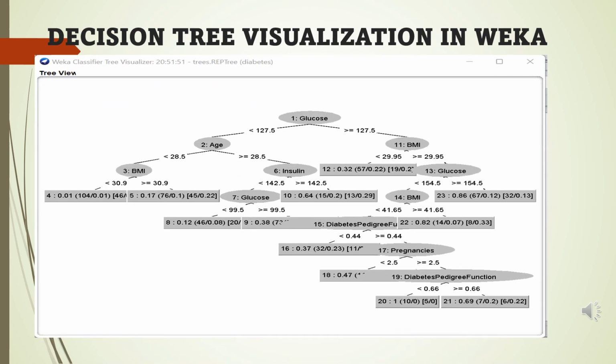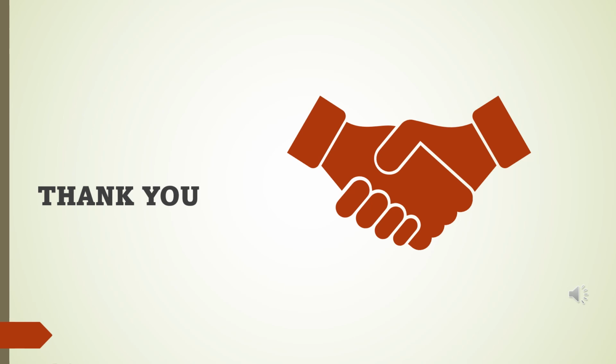For visualizing the decision tree, we right click on the results list and then click on visualize tree. This is how the decision tree for diabetes looks. Thank you. This is all about decision trees using the Weka platform.